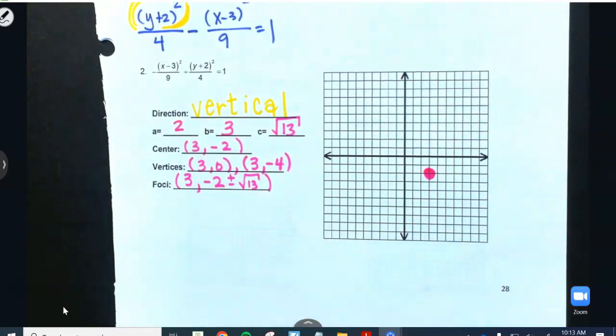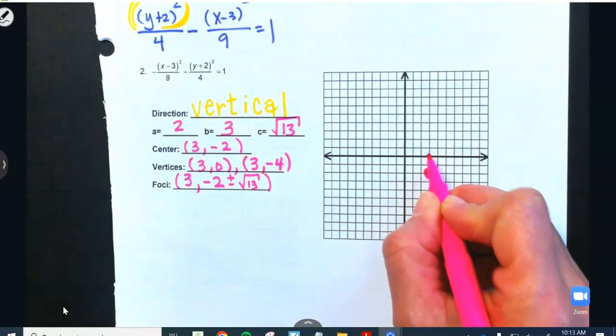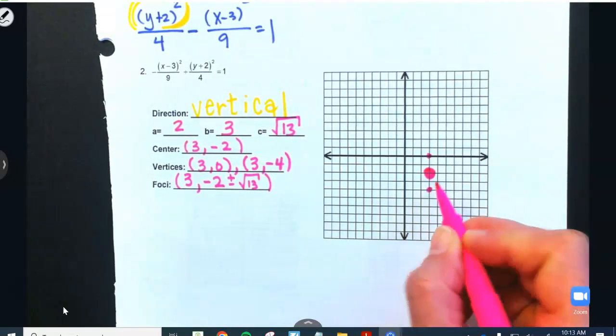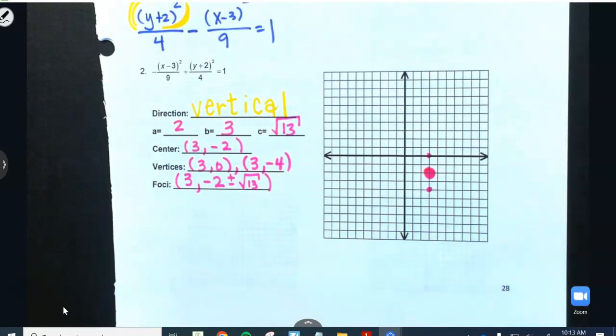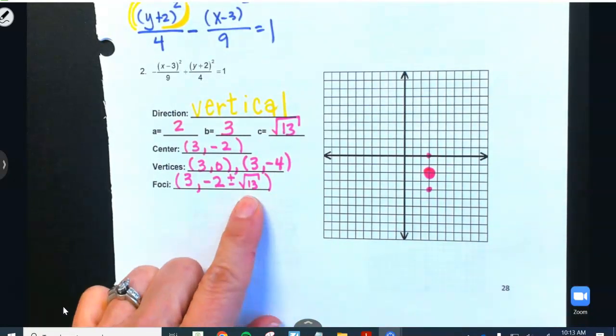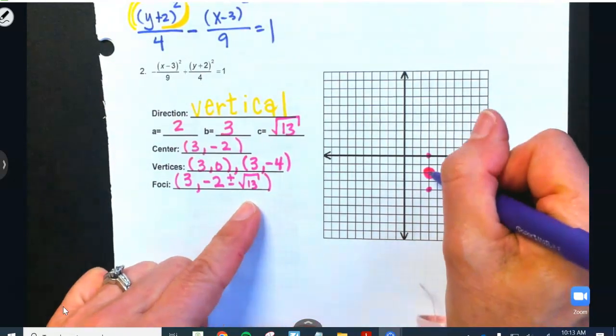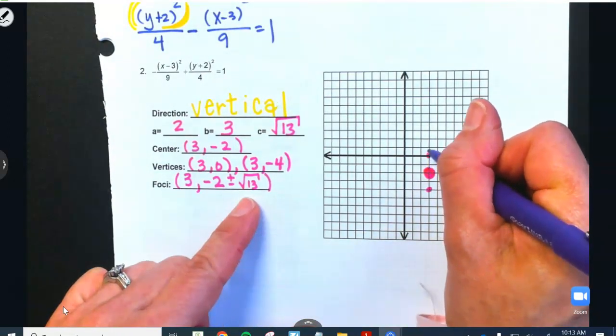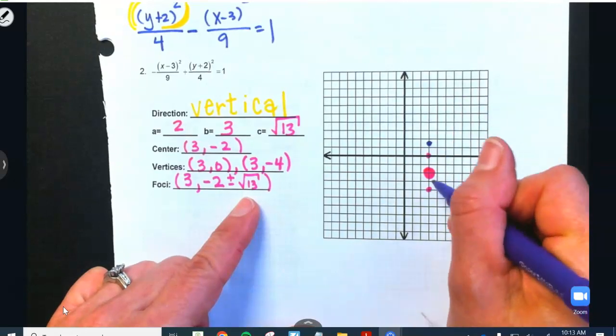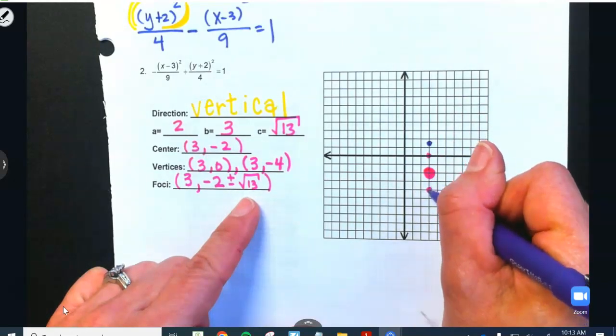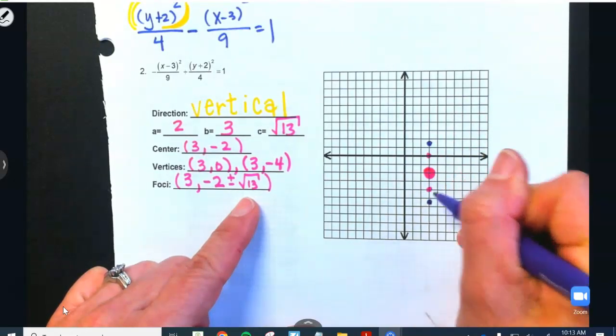All right, let's plot our vertices up and down. 2 places up, 2 places down. Remember, your foci are up and down too, but they're even farther. The square root of 13 is 3 point something. So from the center, go 1, 2, 3 point something. Center, 1, 2, 3 point something.